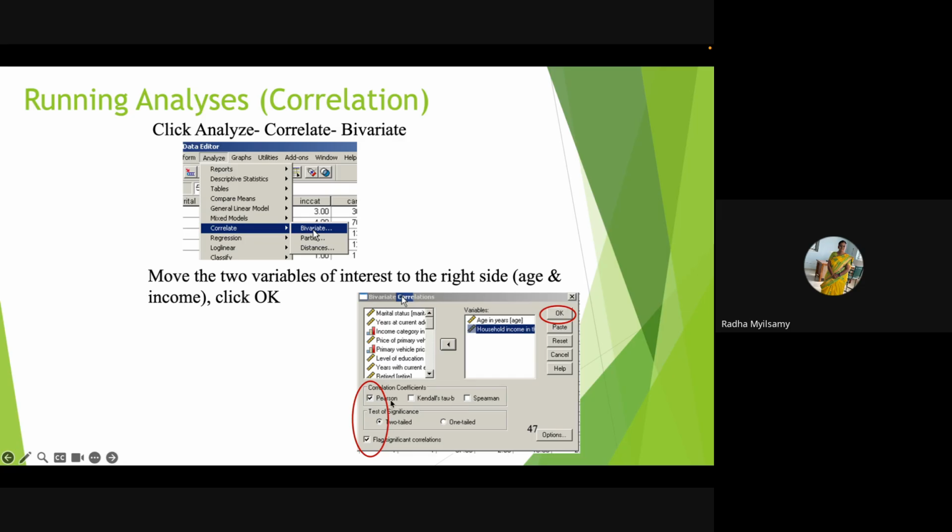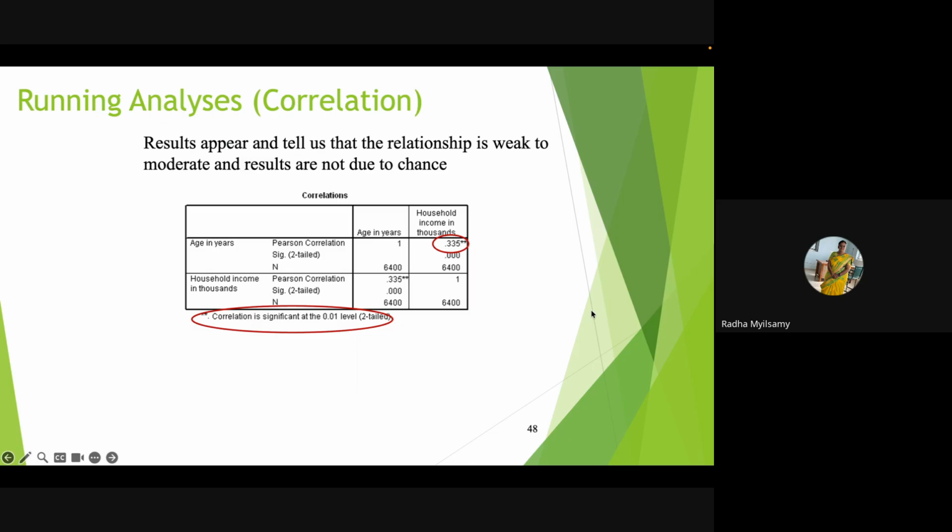There are types of correlation available. Pearson is the linear correlation, so we may take this linear correlation. Spearman and Kendall's are non-linear correlations. So we may choose among them and then go with OK. So we may have results like this.